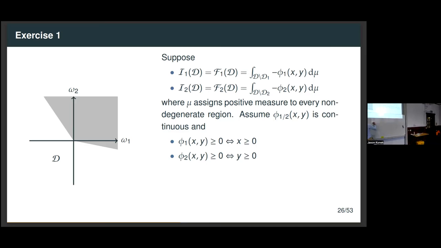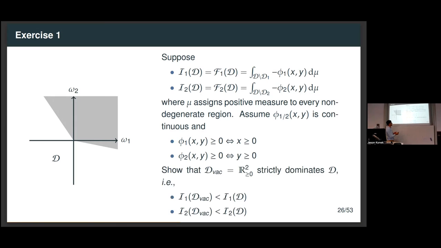So phi one is going to be somewhere over here. If this is a function of x, for any y value, when x is positive, it's going to take a value over here. And when x is negative, it's going to take a value over here. Ditto for world two. That's the only thing we're assuming about those.